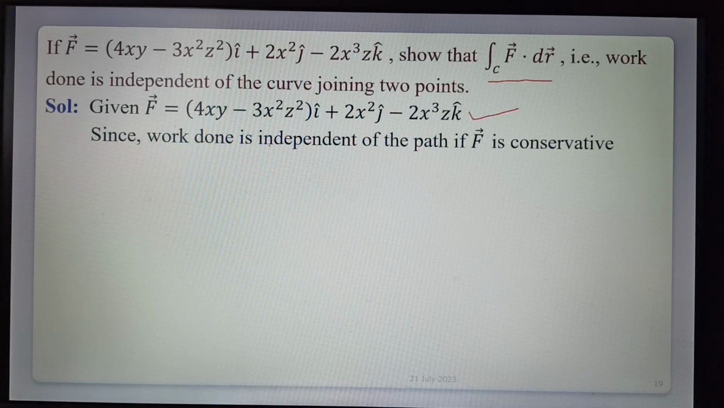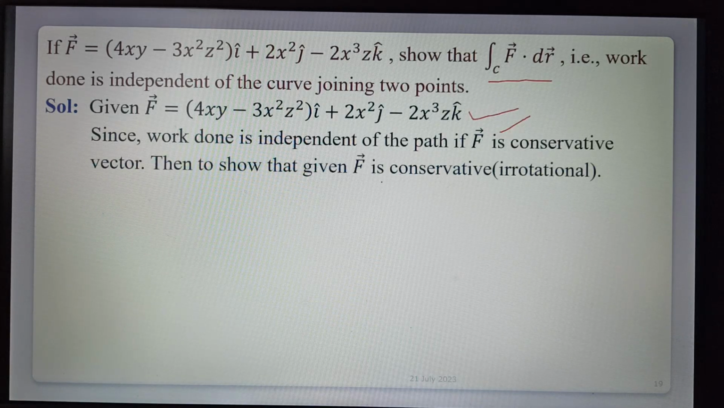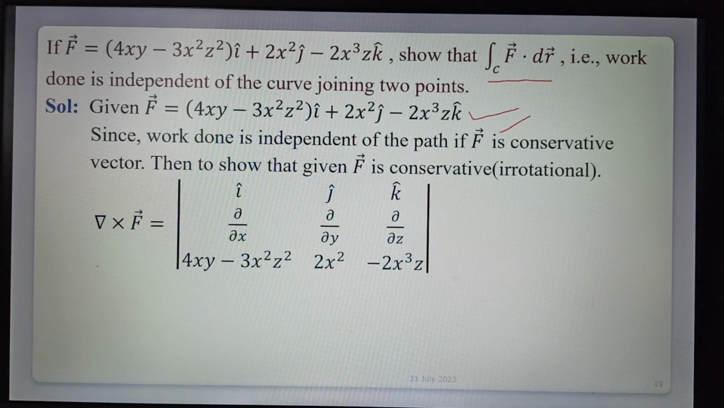So since the work done is independent of the path if f bar is conservative, we have to show that del cross f bar is equal to 0 bar. So del cross f bar is equal to the determinant of i, j, k, dou by dou x, dou by dou y, dou by dou z, with f1 equal to 4xy minus 3x square z square, f2 equal to 2x square, f3 equal to minus 2x cube z.